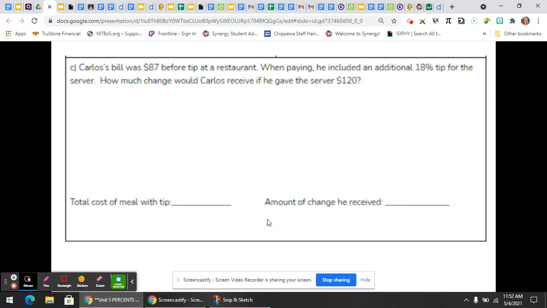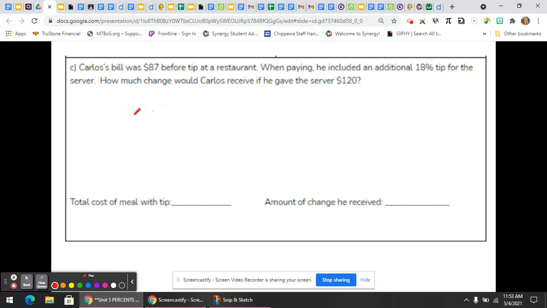All right, and our last question here, Carlos' bill was $87 before a tip at a restaurant. When paying, he included an additional 18% for the tip for the server. How much change would Carlos receive if he gave the server $120? So we've got a few steps here. Let's start off with, okay, how much is the tip that Carlos is going to leave? He's going to leave 18% of $87.